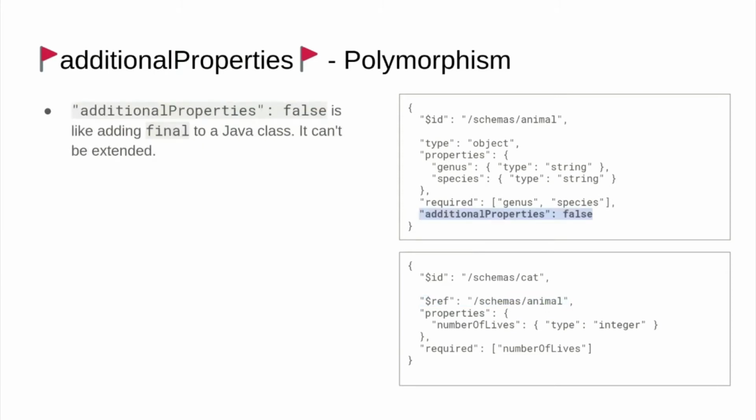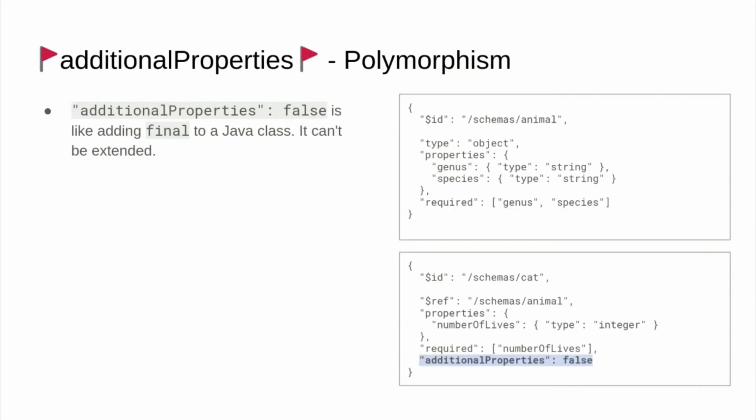Now let's add additionalProperties false to the animal schema. This will cause the cat schema to fail any JSON instance because it has conflicting constraints. additionalProperties is telling us that any property other than species and genus are forbidden. But the cat schema is also telling us that the numberOfLives property is required. So you can think of adding additionalProperties false as similar to declaring a class final in Java. It can't be extended. That getScientificName function would now only take an animal. It can't take a cat anymore.